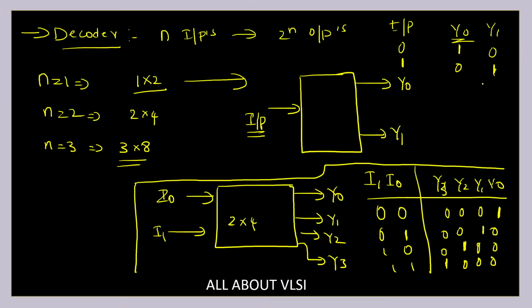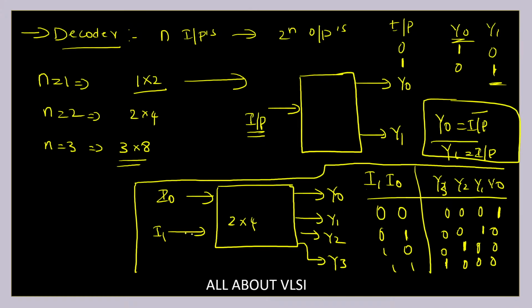So, can anyone tell me the minterm for y0 and the minterm for y1? You can see over here. y0 is nothing but input complement and y1 is nothing but your input. So this is my 1 cross 2 decoder expressions.